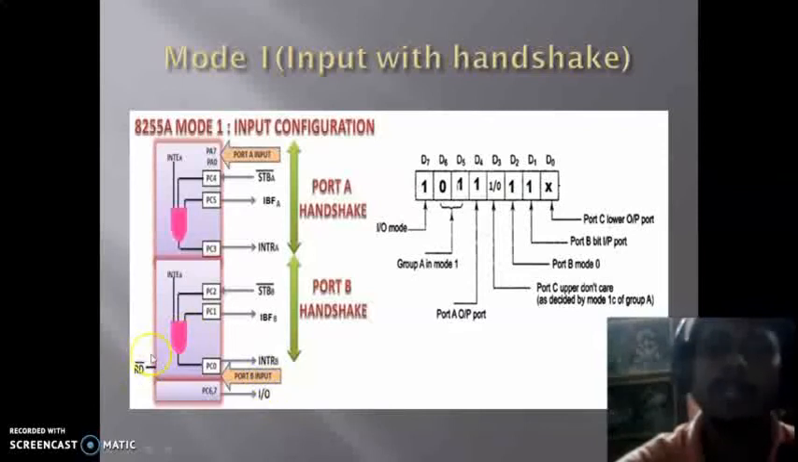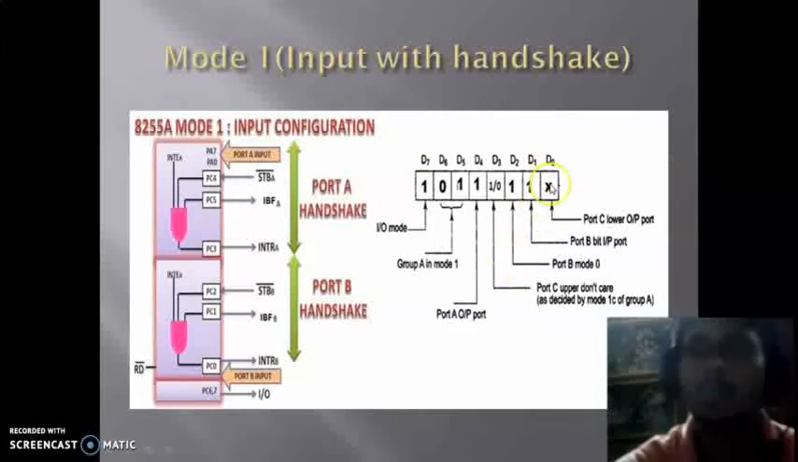So here the read signal is very important because this is used as an input, so we have to read the data from the port. That's why we have to provide the read signal to the 8255A, so that the data can be read from the peripheral devices. Now we will try to write the control word here.